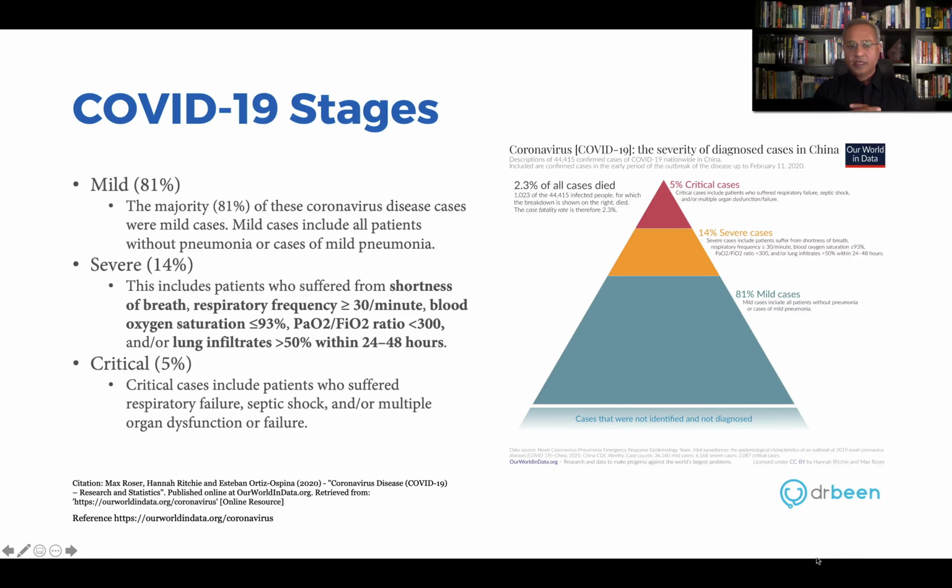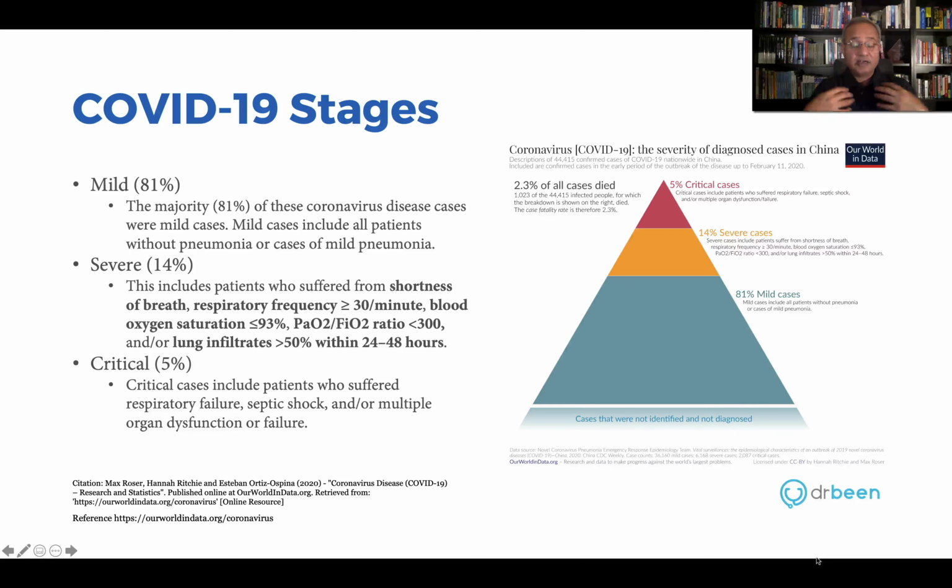Then a severe case is about 14% of the patients, in which there will be shortness of breath and some respiratory problem. For example, tachypnea would occur, that is, the frequency of respiration would increase to greater than 30. The oxygenation level would drop below 93 because there is interstitial pneumonia going on, or there is a problem with the oxygenation or the gas exchange because the virus has affected the lungs. And similarly, the PaO2 to FiO2 ratio is lesser than 300.